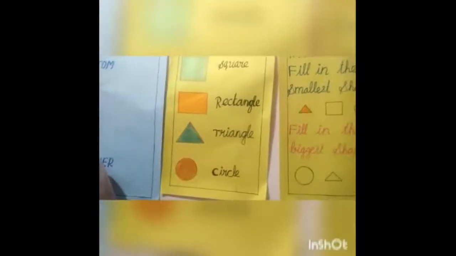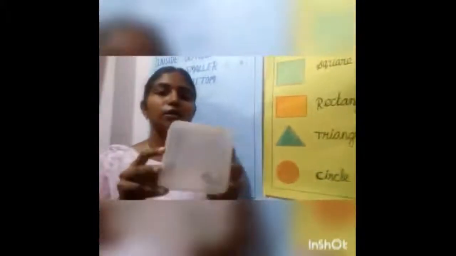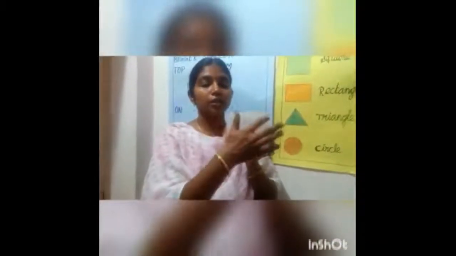I show some shapes for you. Listen, children. What is this? Is this rectangle or square? Yes, this is square. See, these four sides are equal. What is this, children? This is square. See next.